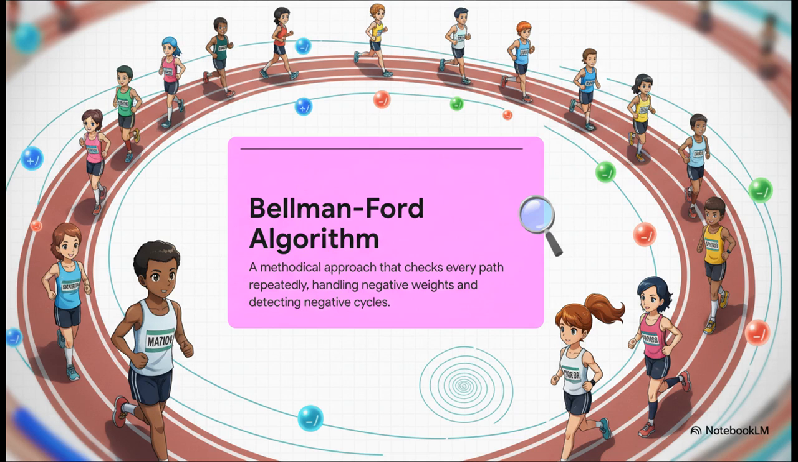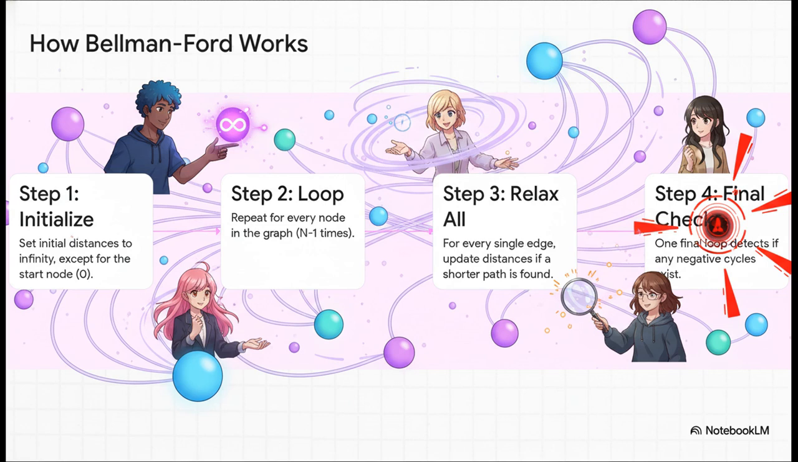It methodically checks and rechecks every single path in the entire network over and over again until it's absolutely positive it's found the best possible routes. The process itself is straightforward, but it is exhaustive. It just loops through every single connection in the network. On each pass, it asks for every path: Hey, did I just find a shorter way to get here through one of my neighbors?